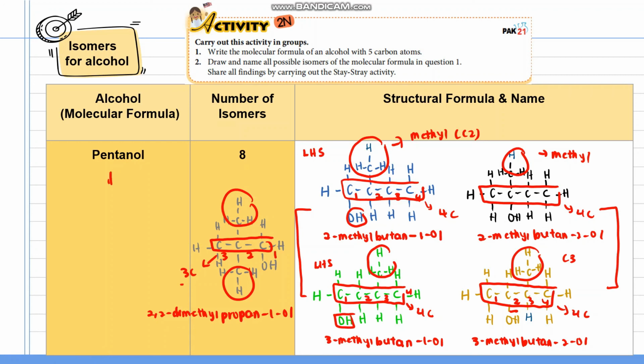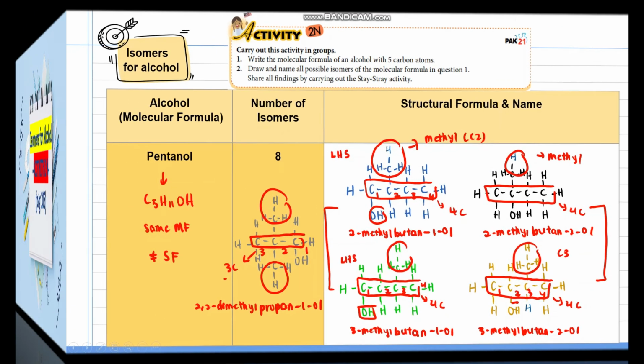Basically, the molecular formula of pentanol is C5H11OH. All the isomers have the same molecular formula, but they have different structural formulas. So that's all for the isomers of pentanol. Thank you.